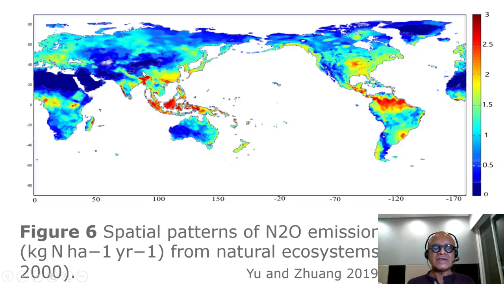Just looking at the spatial patterns of N2O emissions from natural ecosystems for this period of 1990 to 2000. It's not very easy to get data. As you remember, even in the ice cores, nitrous oxide is not very well preserved. So this is in kilograms nitrogen per hectare per year.